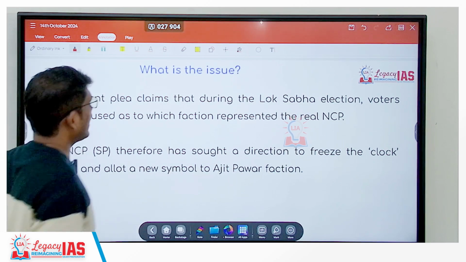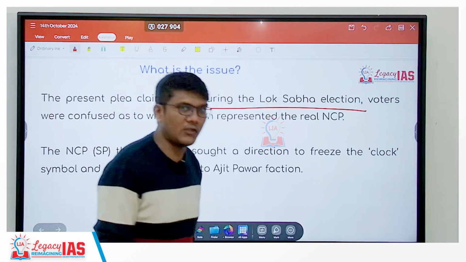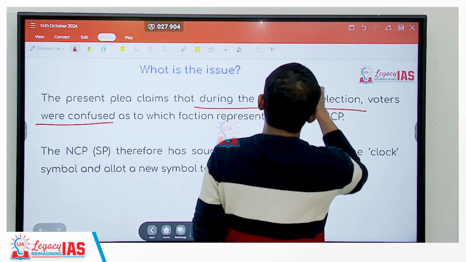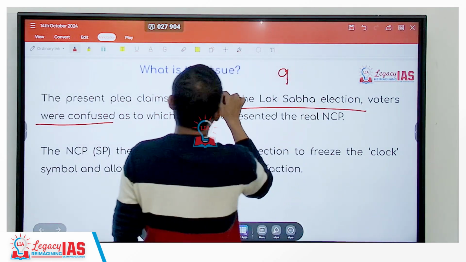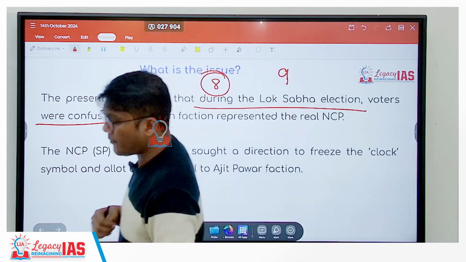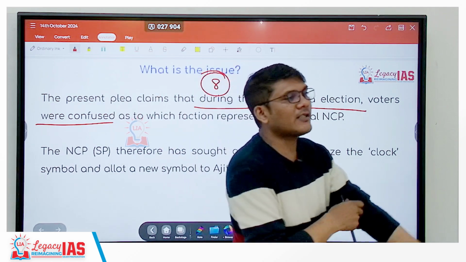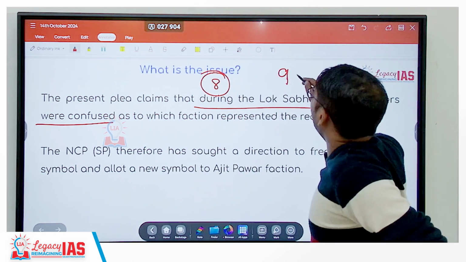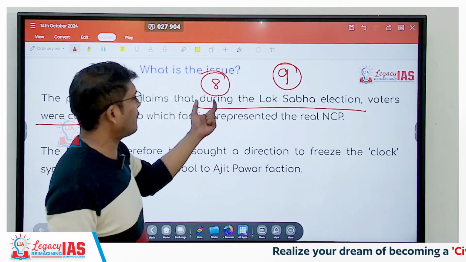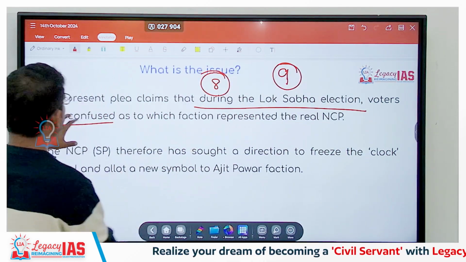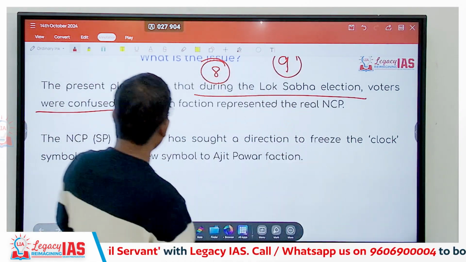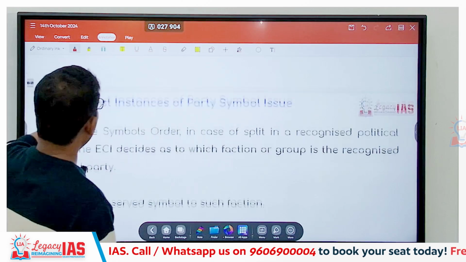So presently it is claimed that during the Lok Sabha elections, voters were confused. Now interestingly, in the Lok Sabha election, contesting on 9 seats, the Sharad Pawar faction actually won 8 seats. So that is quite contrary to what is being said, but you can't definitively say that, because then they will argue we should have got all 9 seats, right? But still they have got 8 of the seats, yet they are mentioning that voters were confused as to which faction represents the real NCP, and we are the real NCP. Okay, I hope this is clear.